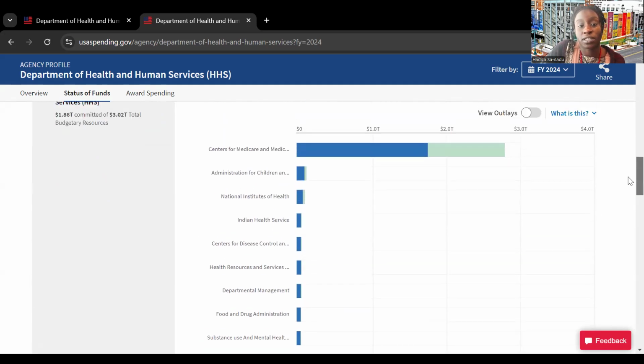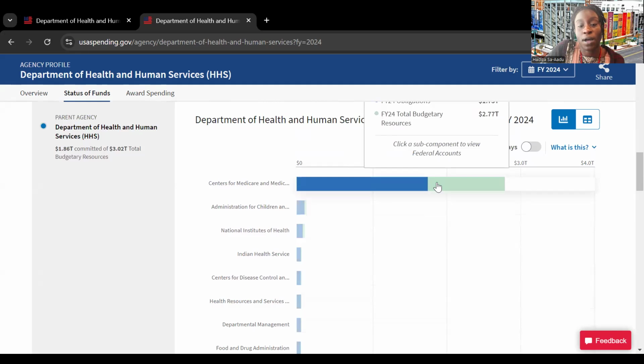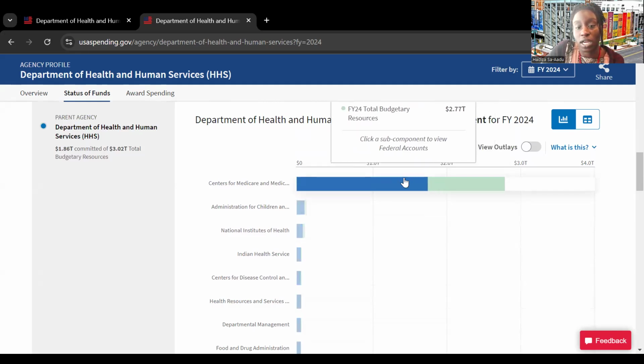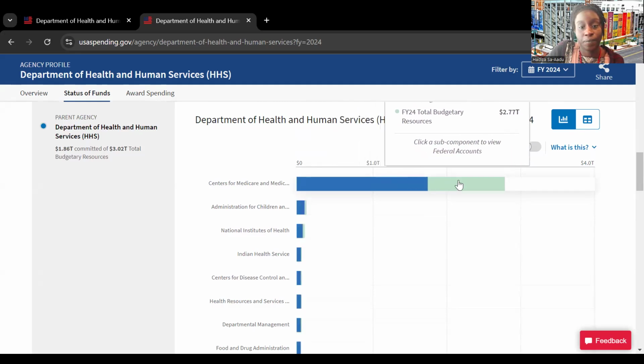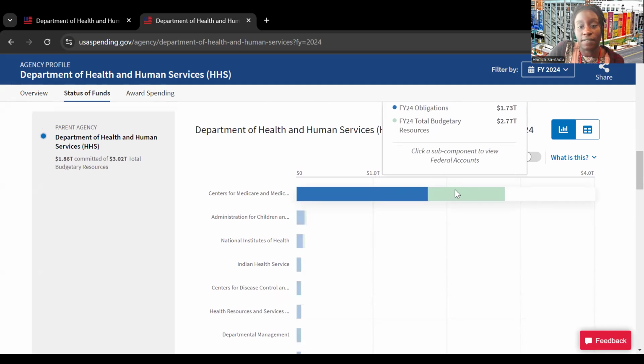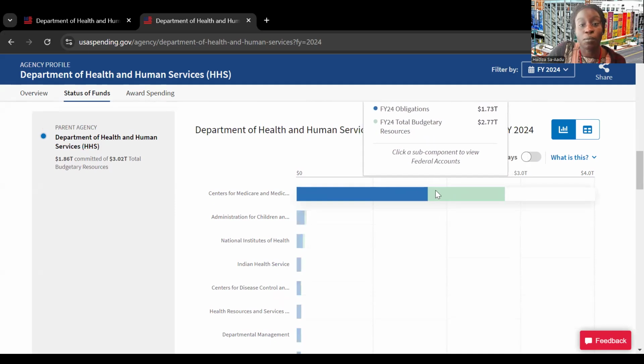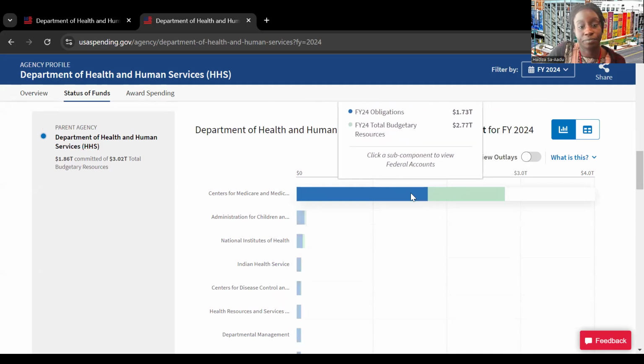So we are just taking a look here at what each category is allocated out of the total budget. And so the Centers for Medicare and Medicaid take up 2.77 trillion as far as the resources that it has available within the federal budget. And its obligations for fiscal year 2024 are to allocate 1.73 trillion of that.